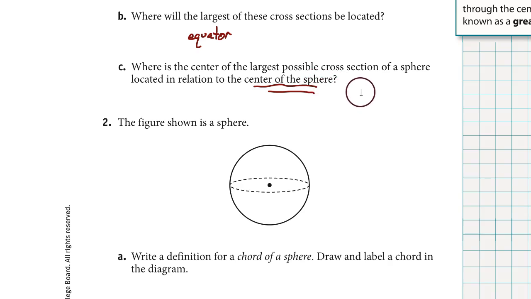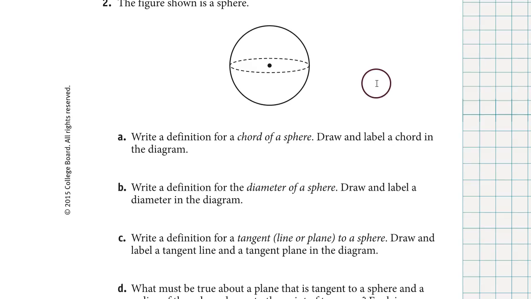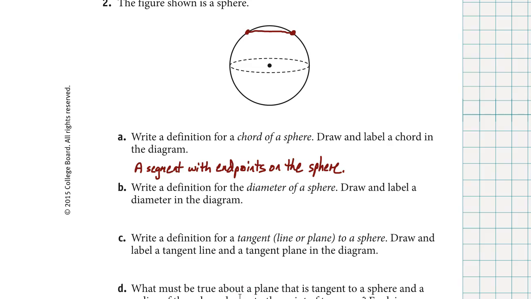Number 2, the figure shown is a sphere. Write a definition for a chord of a sphere and draw and label such a chord. Remember that a chord in a circle goes from one side of the circle to the other. So if we put a dot somewhere on the sphere and put a dot somewhere else on the sphere and connect those together, that's a chord. Here's our definition. A chord is a segment with endpoints on the sphere.